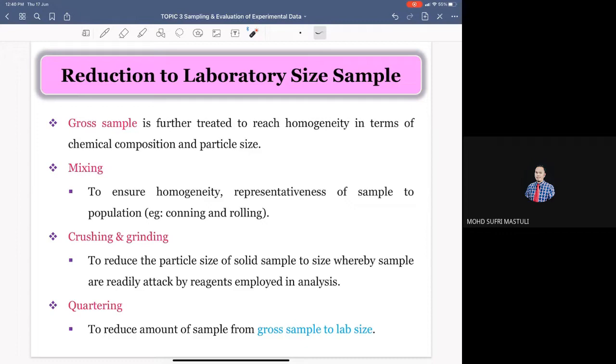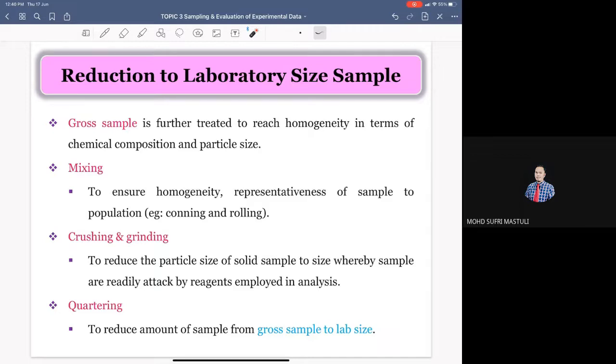Hi everyone. We continue again on topic 3 under the subtopic of sampling. In this video, we will learn how to reduce the gross sample, the sample that we collect from the population, into the laboratory size sample. So, what is a gross sample?